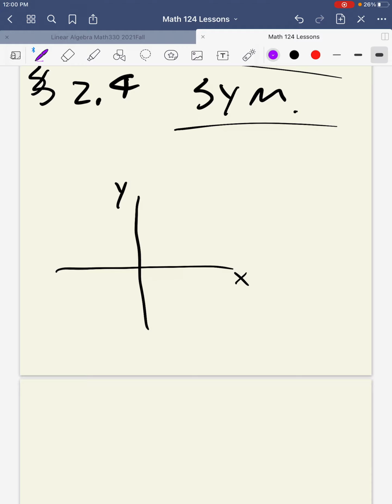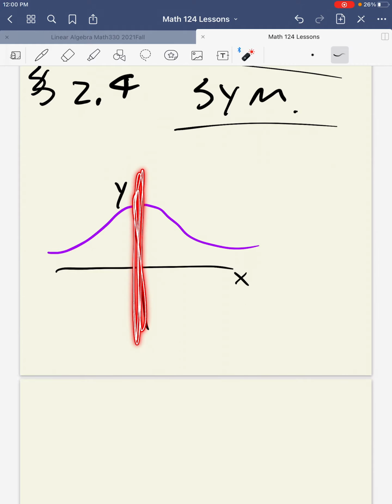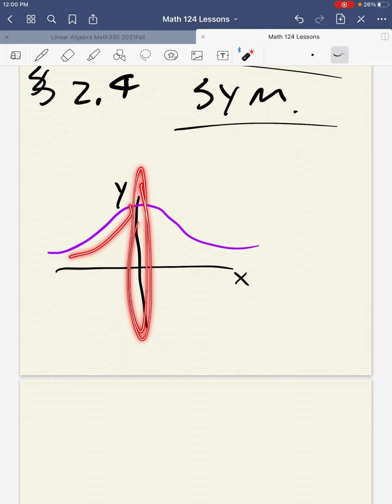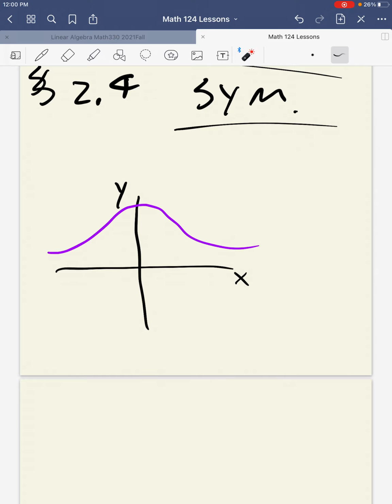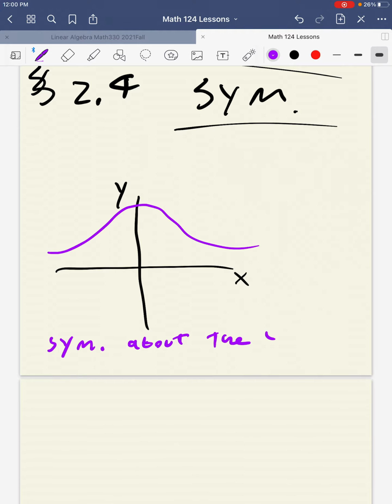So let me draw a symmetric graph. I didn't draw it perfect, but let's just pretend it's the same on this side as that side. So it's sort of like the y-axis here is acting like a mirror, and this stuff here is the mirror image of this stuff there. Right, so because the y-axis is acting like a mirror, we say this is symmetric about the y-axis. It's the language we will use.